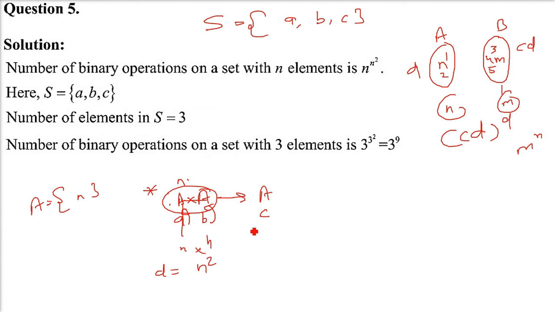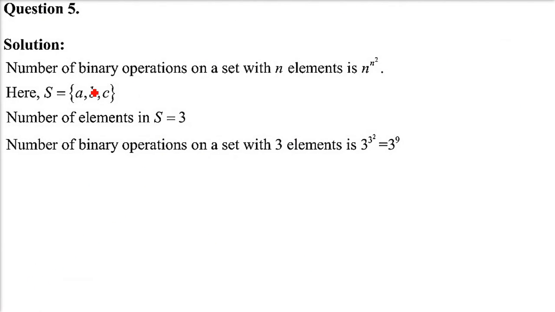And then we have this codomain, it has n values. And then as I said, codomain to the power domain. That is, the codomain is n and the domain is n square. That is how n to the power n square has come. Okay. Now let us come to the question and answer it.